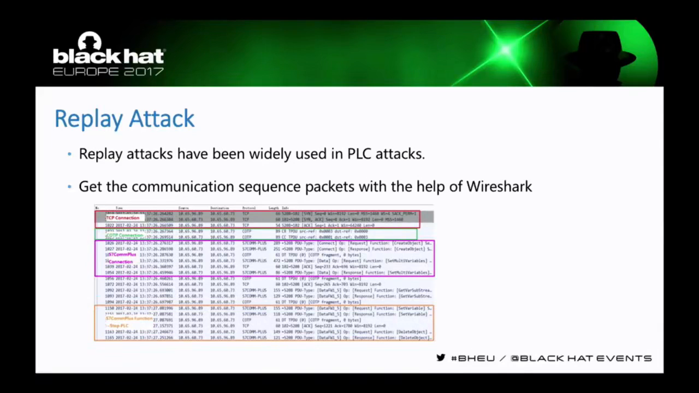This picture shows the stop PLC packets in sequence. We can see that first is the TCP connection, and then follows the COTP connection. After that is the S7Commplus connection packet. Notice that there are two S7Commplus connection request packets and two S7Commplus connection response packets. After the S7Commplus connection has been done, we can use the function packet to stop the PLC, run the PLC, or modify the values.